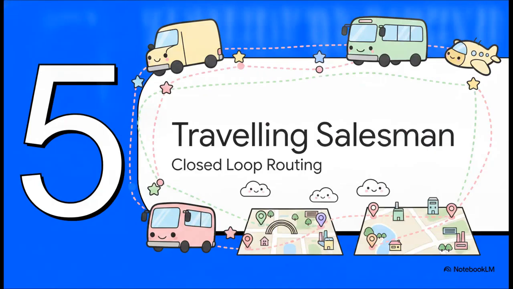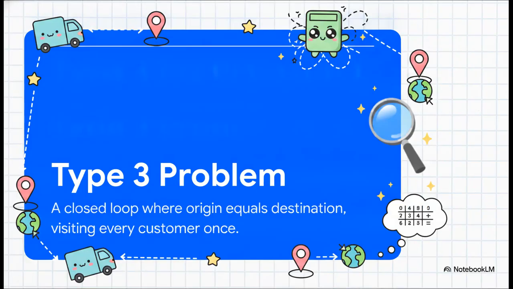Let's move to Part 5, the traveling salesman loop, Step 3 in our problem-solving toolkit. A Type 3 problem is a closed loop, meaning the start and end points are exactly the same. You probably know this universally as the traveling salesman problem, or TSP. The goal here is to hit every single customer stop exactly once, without backtracking, keep it at the minimum total distance, and then return home.